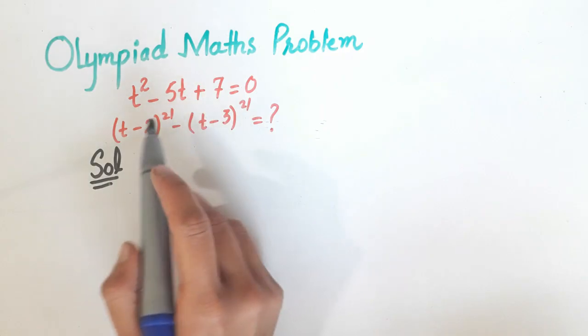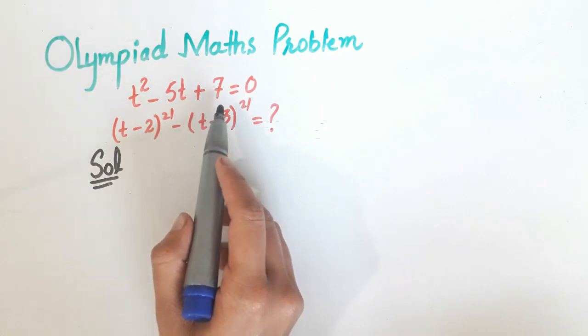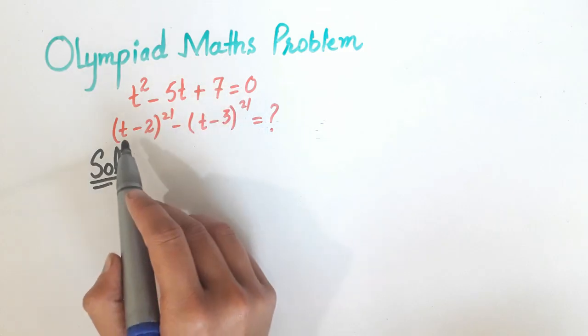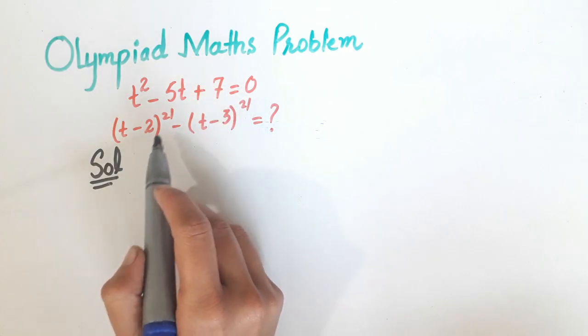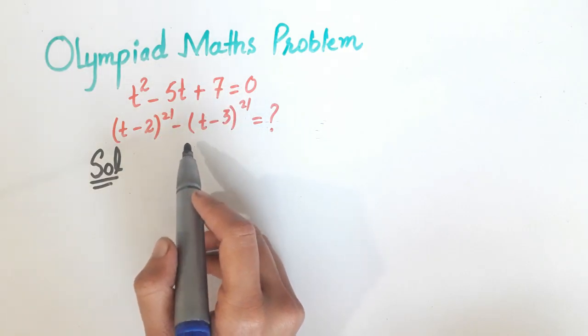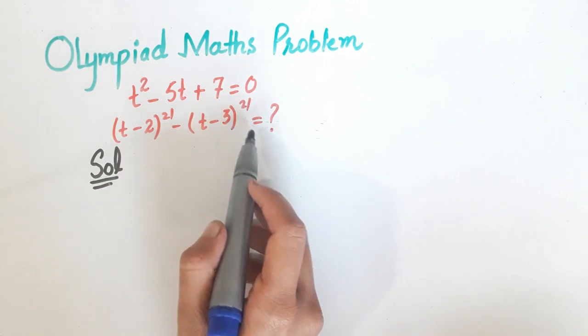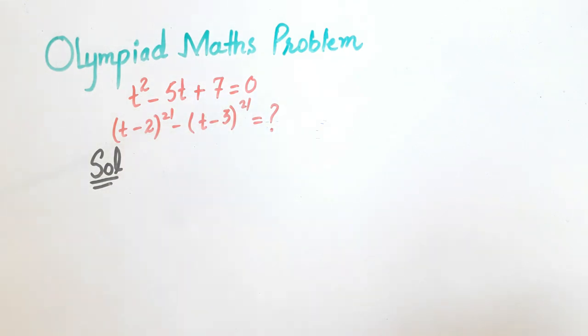Today's problem is: you have t square minus 5t plus 7 equals 0. You have to find the value of (t minus 2) power 21 minus (t minus 3) power 21. You have to find the value of this. So how will we solve this question?